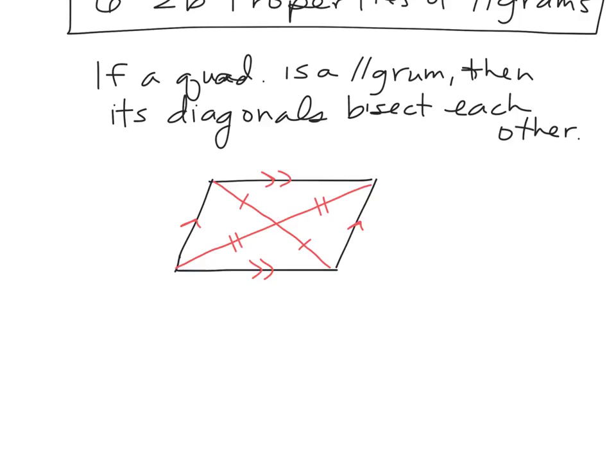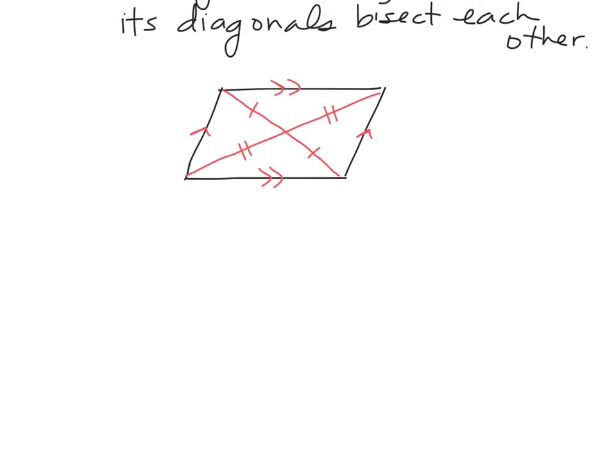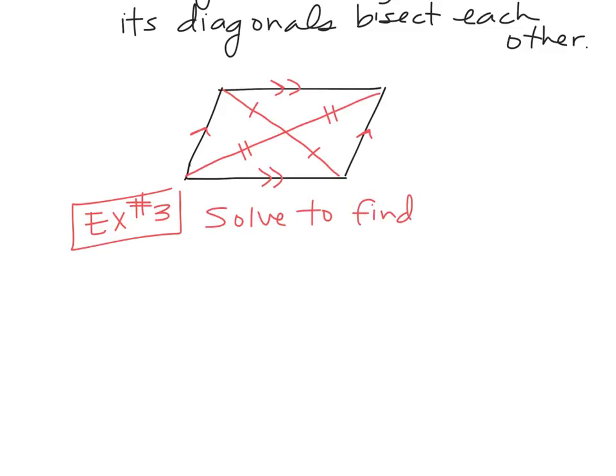So what you're going to have to do with those types of problems, this is like example 3 in the book. They'll say solve to find A and B. And here's your picture. Okay, this is a parallelogram. So they'll either tell you it's a parallelogram or they'll mark it for you. We'll just mark it for you.